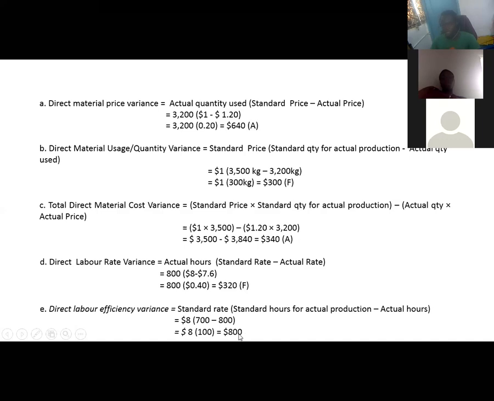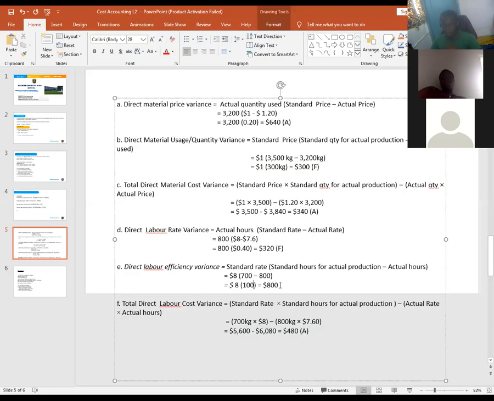You get it? So we multiply 8 by 100. What our total answer will be is 800 and that is unfavorable. As simple as that. So that is it. That is it.